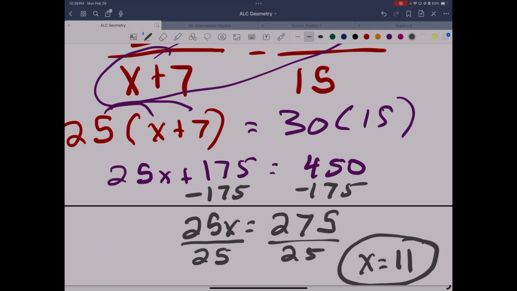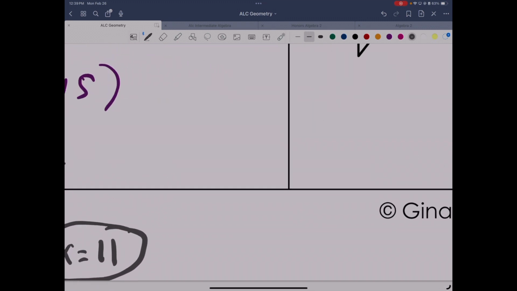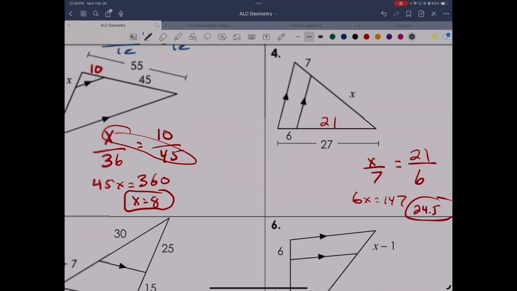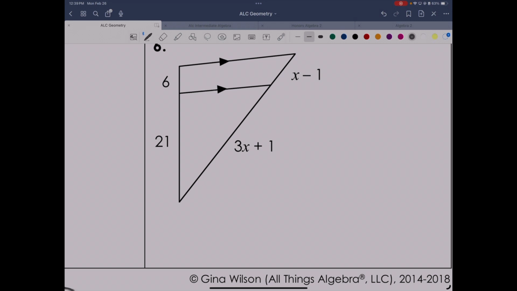Questions with that one? All right, go ahead and set the next one up. Just set it up and then we'll solve it together.